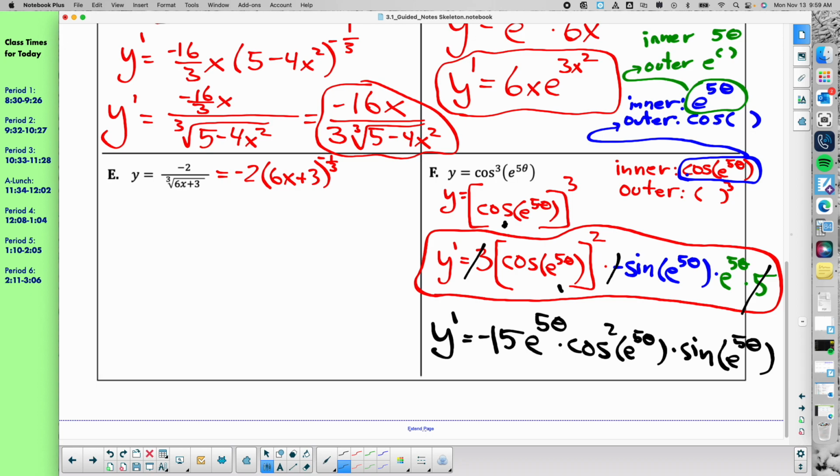From a level of 0 to 5, how are we feeling about doing one of these on your own? Honestly, 3 is totally good. Hopefully you guys aren't feeling like 3 means you're struggling. That's normal.